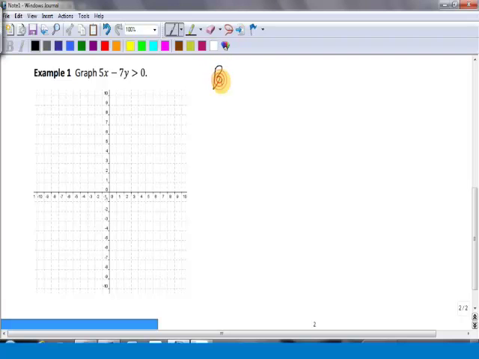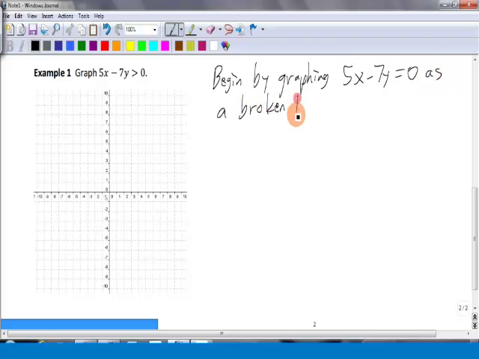So we begin by graphing 5x minus 7y equals 0 as a broken line. More than one way to sketch the graph of a straight line. X and y intercepts really not the best way in this case. A couple of options. We could find a single point on the line.